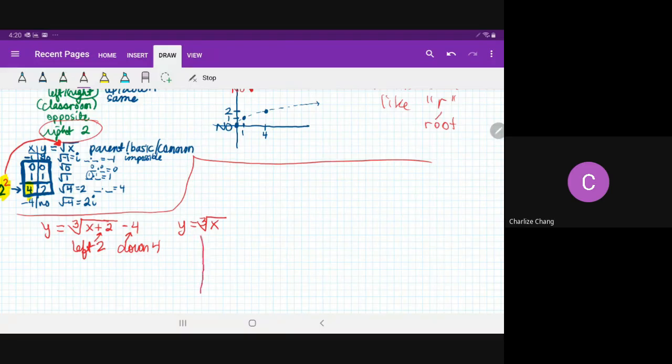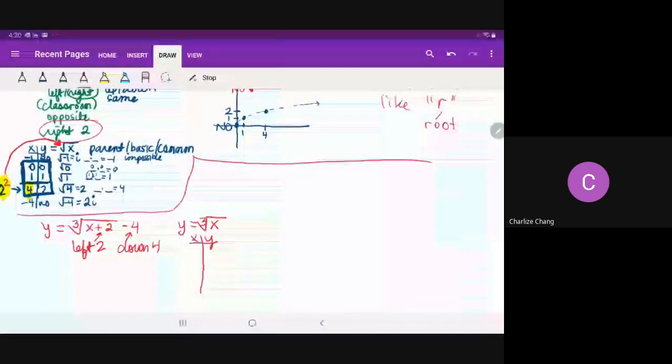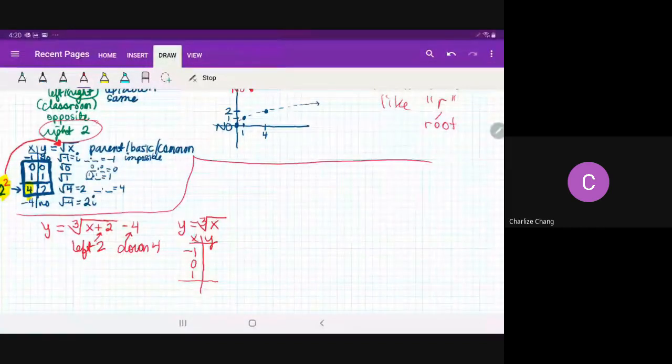You're going to make your table. Now you could just copy down the table from the other one, but you want to try to process how you're going to remember the difference between these. In algebra 2, maybe there's 8 different graphs that you have to remember. So cube root of -1, cube root of 0, cube root of 1.